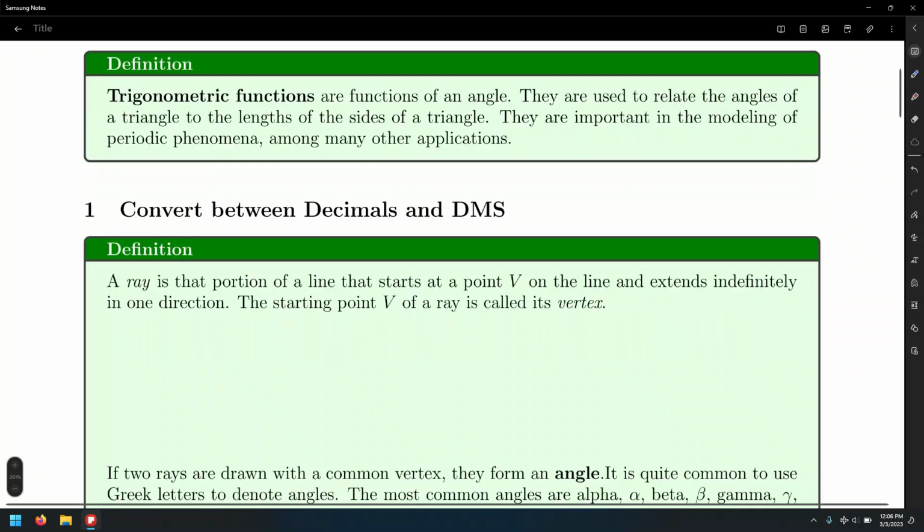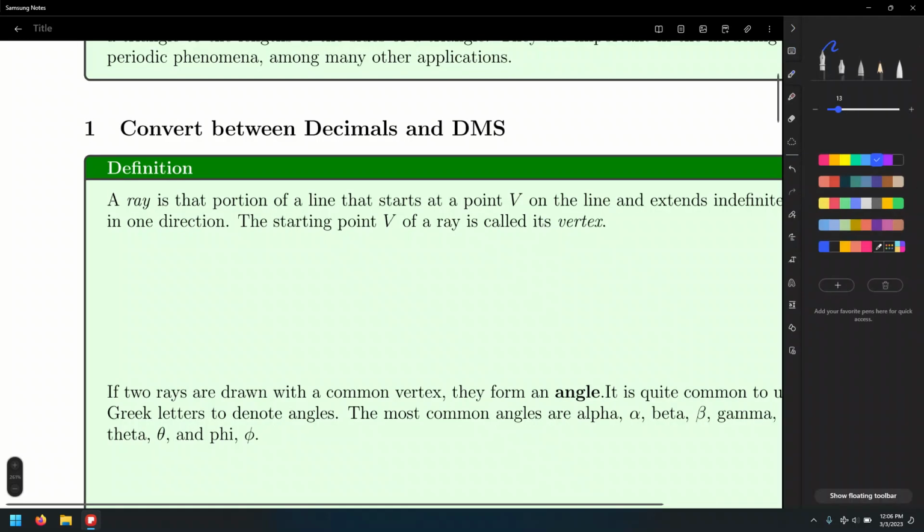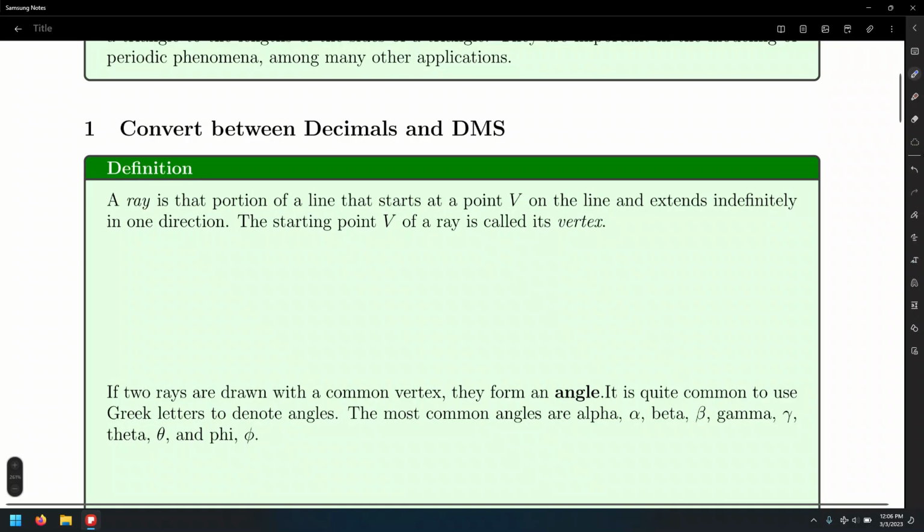So, how do we define an angle? First we're going to look at the way we measure angles, and that is in degrees and radians, and furthermore, degrees can be expressed as decimals and also as degrees, minutes, and seconds. Well, we'll see about all those details. In the meantime, we need to define what a ray is. A ray is a portion of a line that starts at a point V on the line and extends indefinitely.